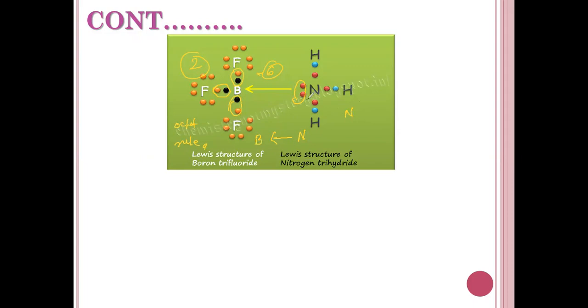So the donation of the lone pair should be shown by an arrow. This arrow shows the donation of the lone pair, and the head of the arrow is always pointed towards the electron deficient atom.